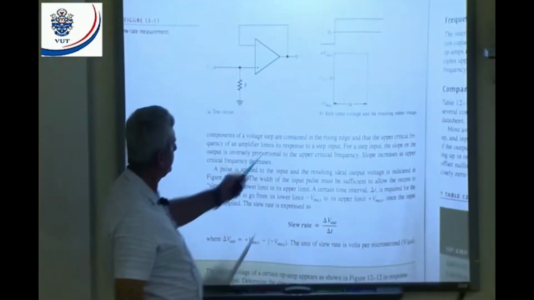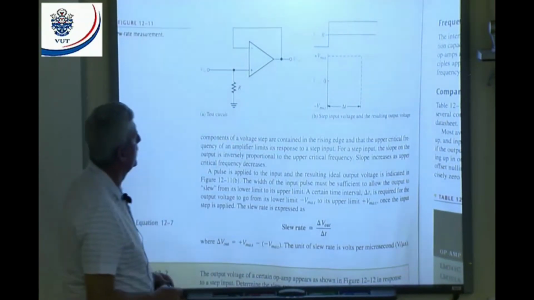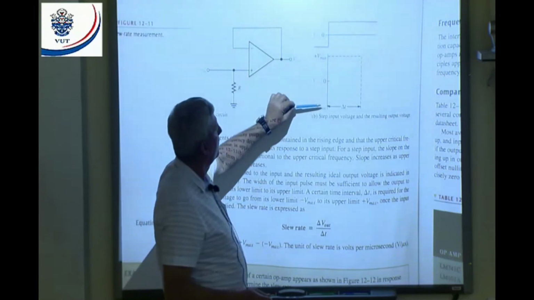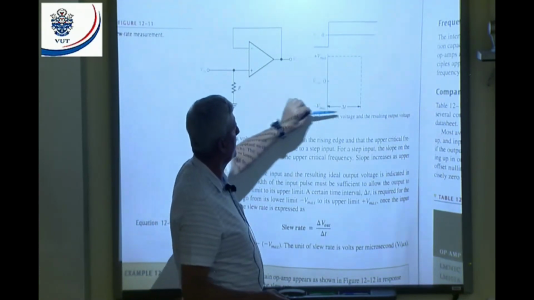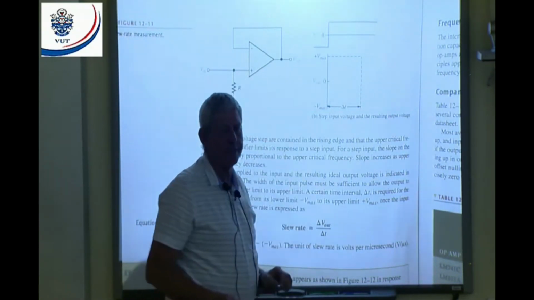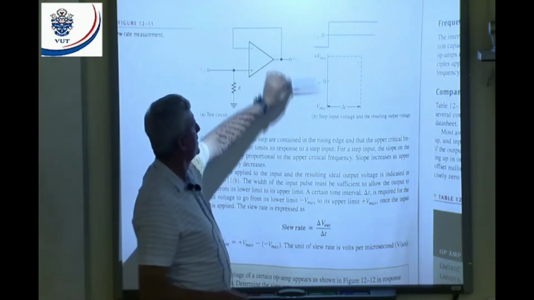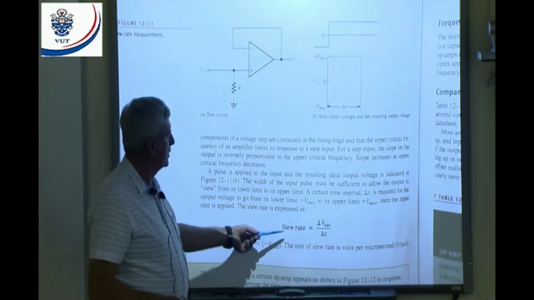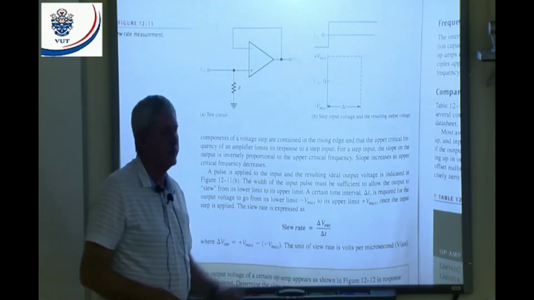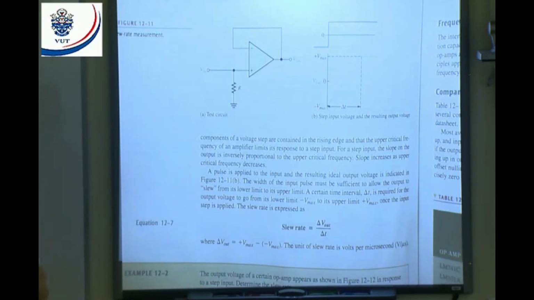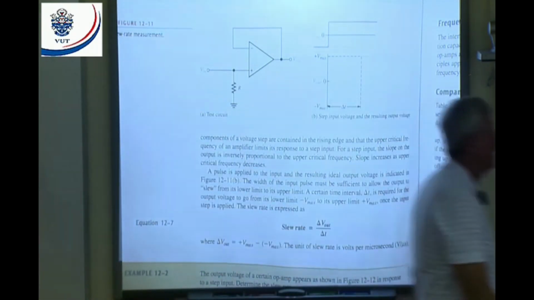And that's what we're going to look at. And how do we do it? You can see here, from negative to positive, it takes a certain time. That's why they talk about delta T, the change in time. We are also going to look at the change in voltage. And then they say slew rate is delta V out divided by delta T, the change in output voltage divided by the change in time. Now, best to illustrate that, let's have a look at the example.